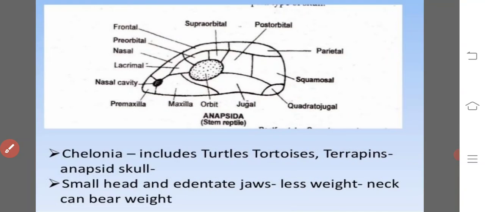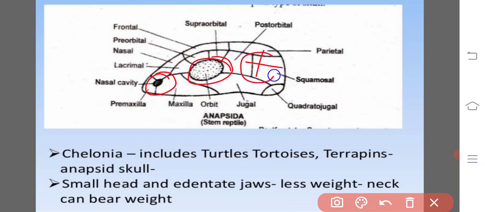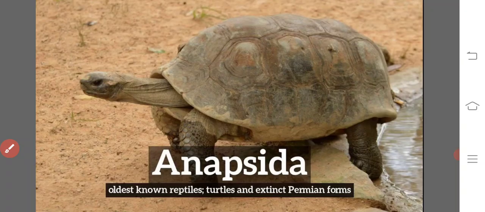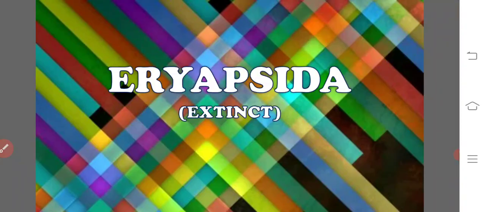See here, this is the nasal cavity, the nostril. This is the eye orbit, and here there are no openings at all. There are no temporal fossae. So all the turtles, tortoises, terrapins, testudos, all of them have the anapsid skull. Then they have edentate jaws, no teeth on the jaws. So this is the testudo. These are the oldest known reptiles, the turtles, and extinct Permian forms like the cotylosaurians.